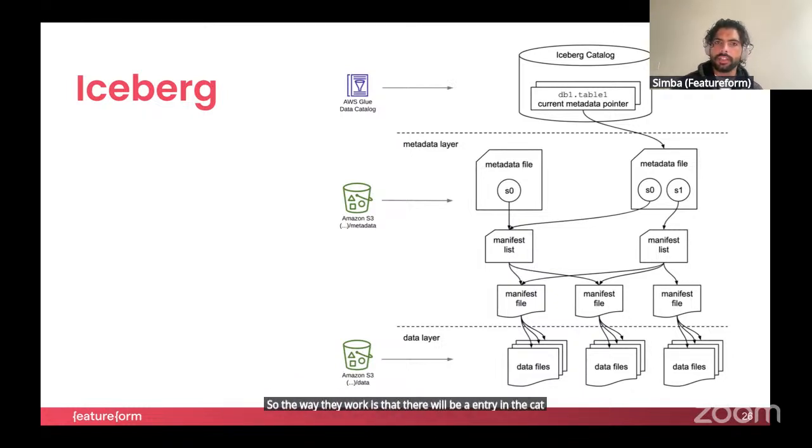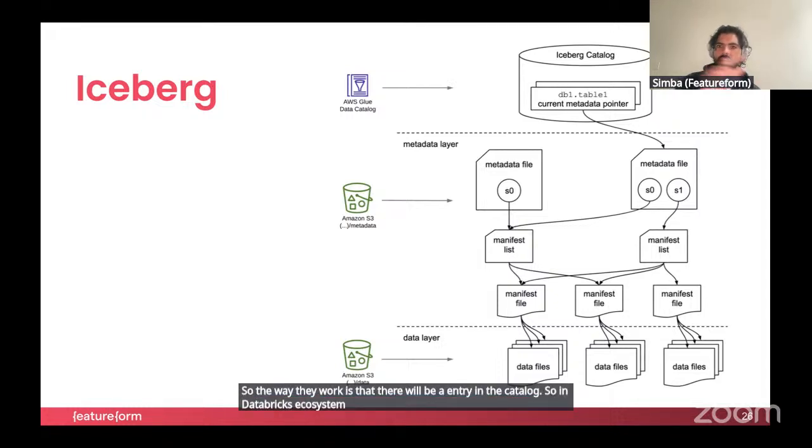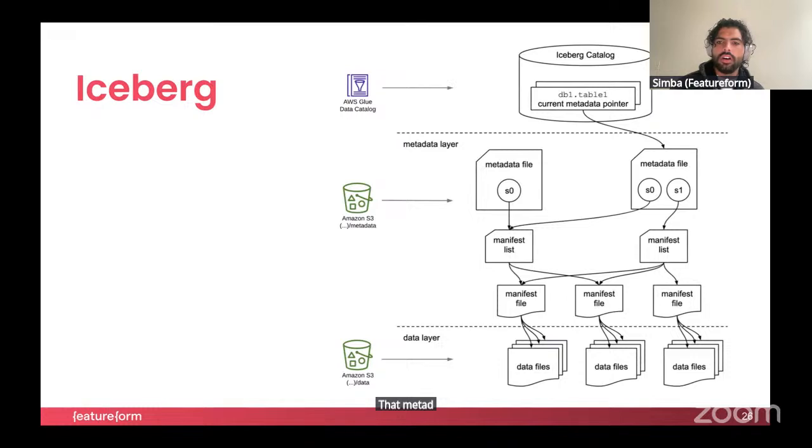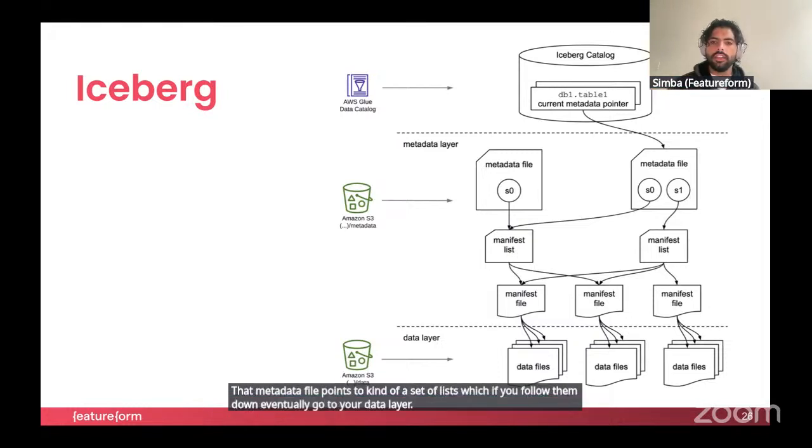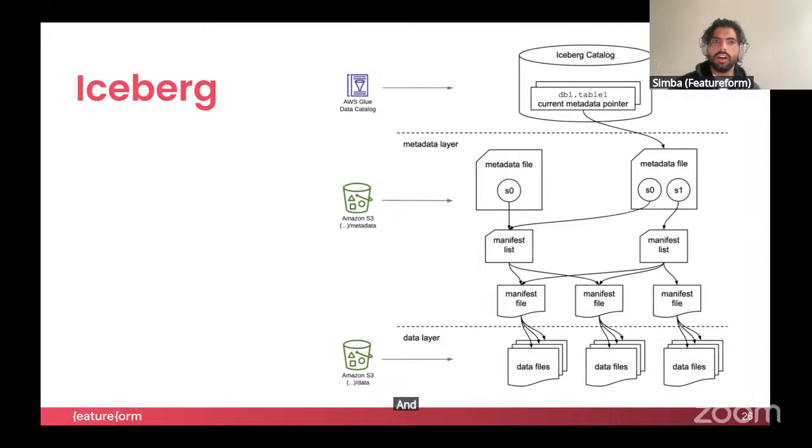So the way they work is that there will be an entry in the catalog. So in the Databricks ecosystem, in the Unity catalog, there's an entry for the table. That table actually points to a metadata file. That metadata file points to kind of a set of lists, which if you follow them down, eventually go to your data layer. And those data files are, by default, Parquet files.